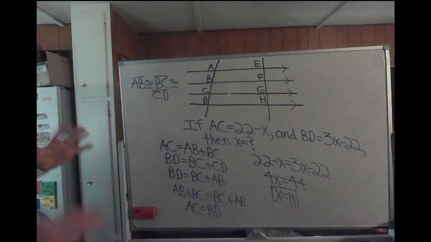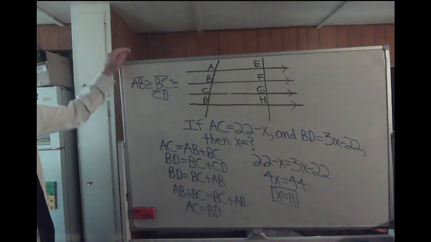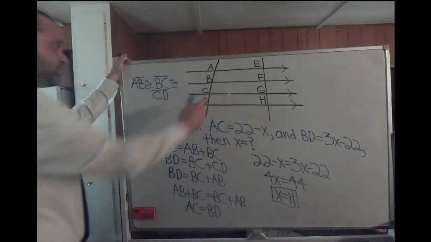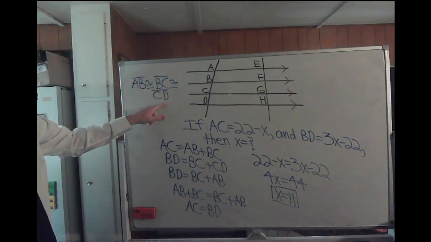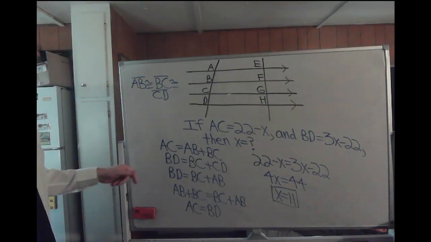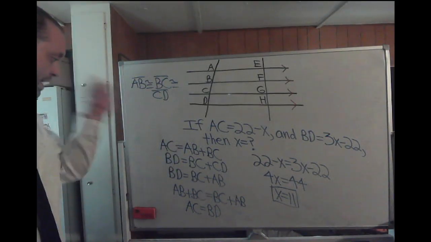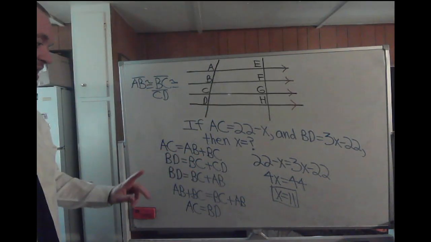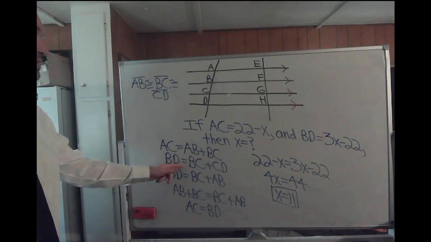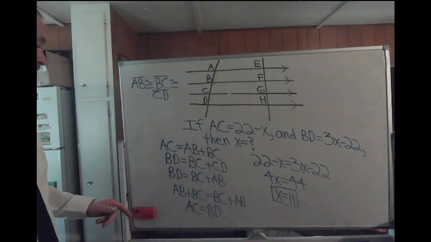So how did I do that again? Well, for starters, on each transversal, the three segments are congruent. AB is congruent to BC, which is congruent to CD. So what I did is I used the segment addition postulate for AC, which would be the sum of AB plus BC. I also used it for BD, which would be the sum of BC plus CD.